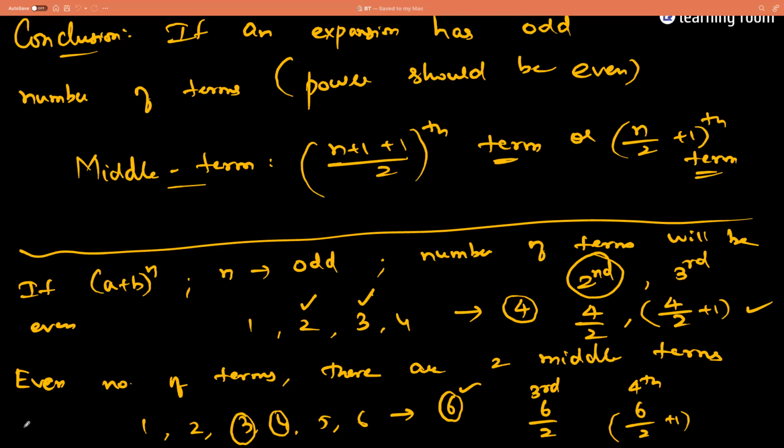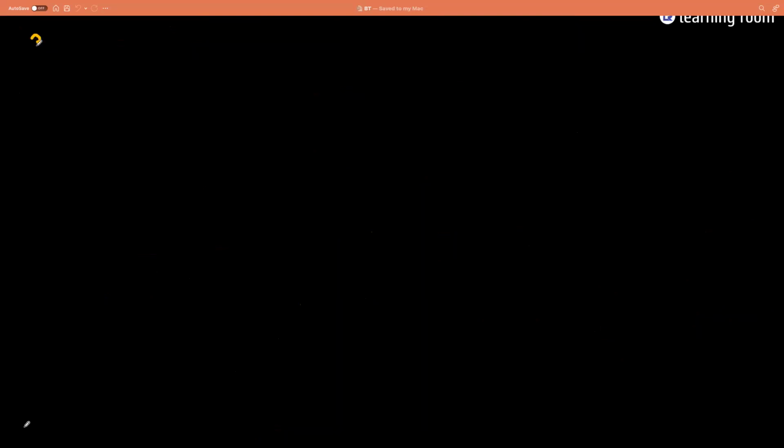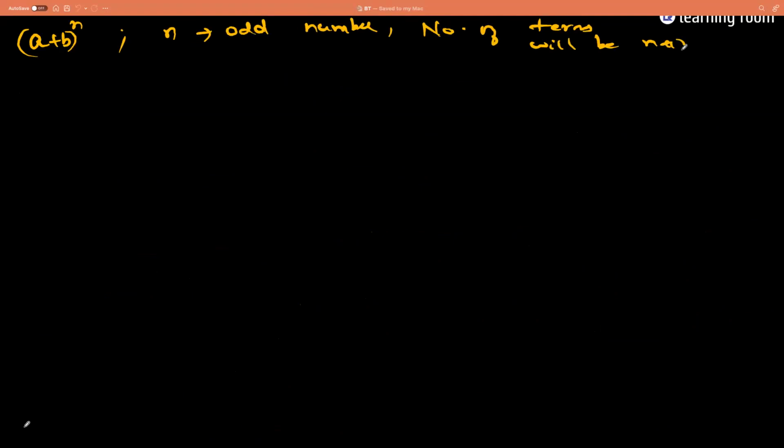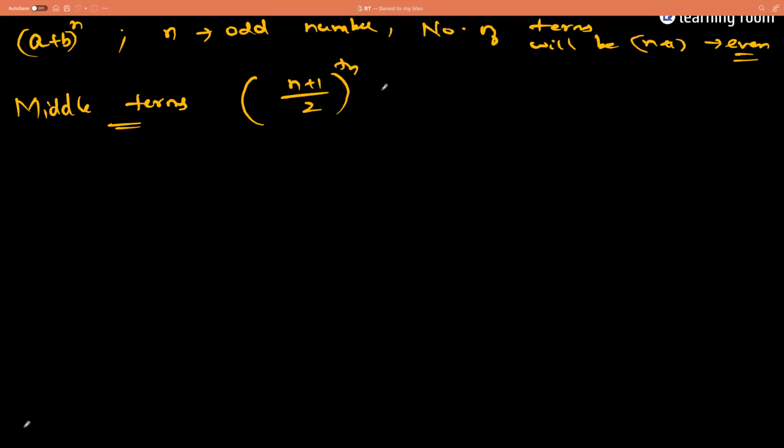Now I have an expansion like this, a plus b the whole power n, where n is an odd number, then the number of terms will be n plus 1, which is even. So what are the middle terms? They will be n plus 1 by 2th term and n plus 1 by 2 plus 1th term.